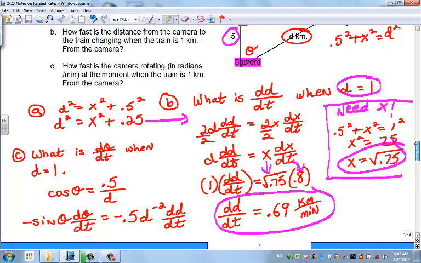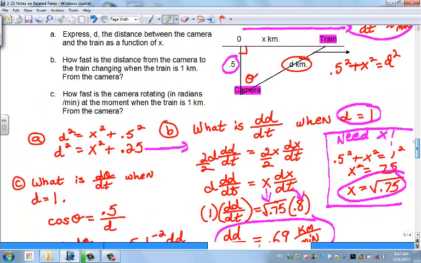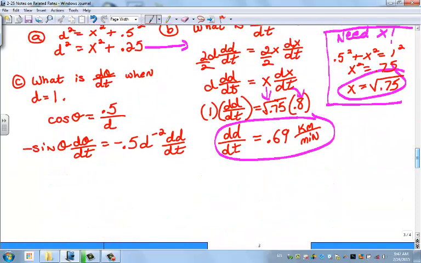Remember, we filled in all the sides at this snapshot in time, right? We know that d at the snapshot in time is 1, and x is radical 0.75. That's from the previous part of the problem. So sine theta would be opposite over hypotenuse, so that would be radical 0.75 over 1. All right, so we have negative sine theta, which is negative radical 0.75 over 1, times d theta dt, which is what we're trying to find, is equal to 0.5 d to the negative 2.